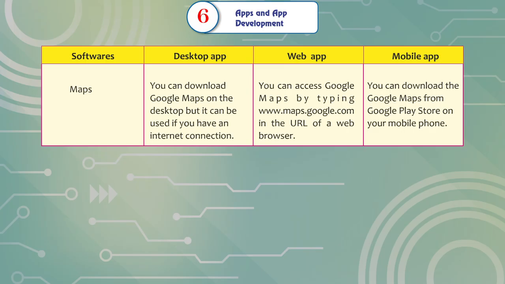Maps: you can download Google Maps on the desktop, but it can be used only if you have an internet connection. You can access Google Maps by typing www.maps.google.com in the URL of a web browser. You can download Google Maps from the Google Play Store on your mobile.